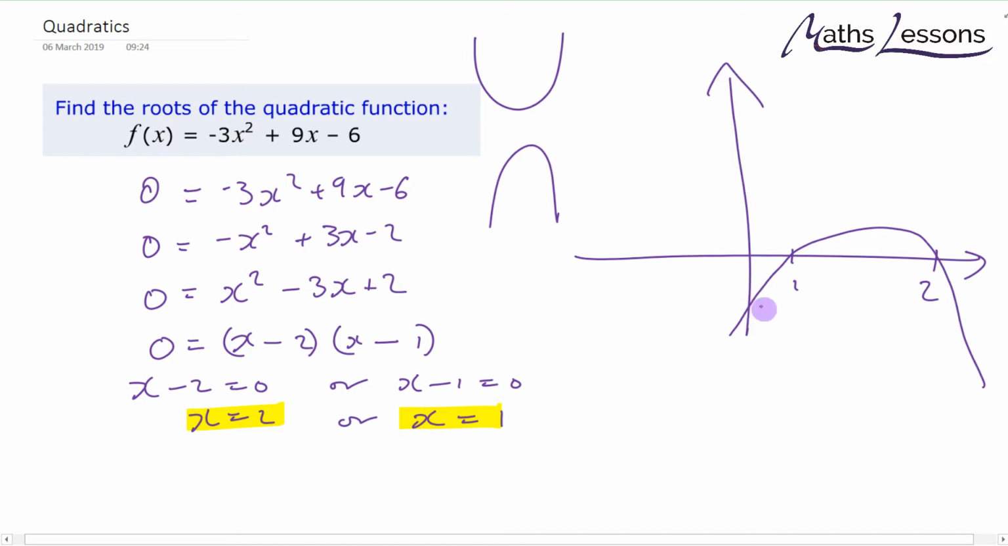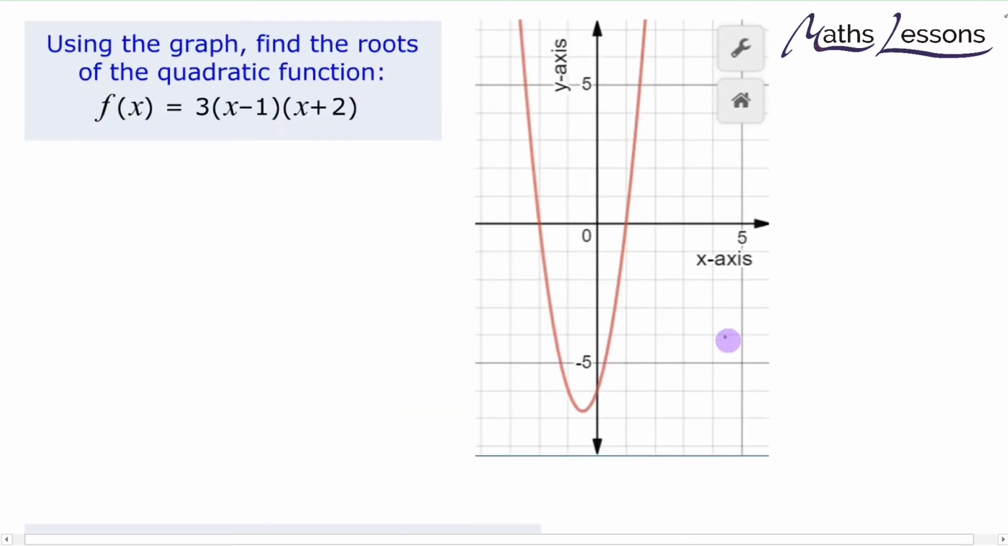And another interesting point that you're often asked to find is this point where it crosses the y-axis. Now that is where the x value is equal to 0. So put 0 into this, you get 0, you get 0, you get minus 6 is where it crosses the y-axis. Right, next question. Should be a bit more straightforward.